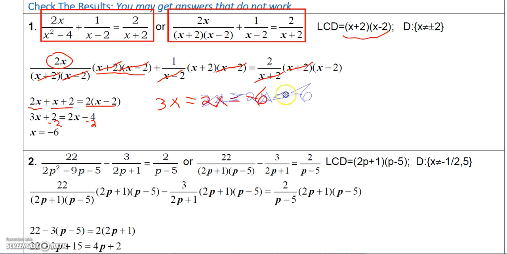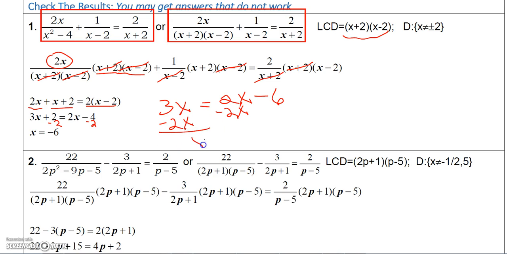So hang on. It'll give me 3x on the left, and it'll give me 2x minus 6 on the right. That's what I meant to say. Okay, now just subtract 2x from both sides. So subtract 2x from both sides, and you'll get x. On the left hand side you'll get x, and on the right hand side the two x's will cancel, and you'll get negative 6. So your answer is negative 6.